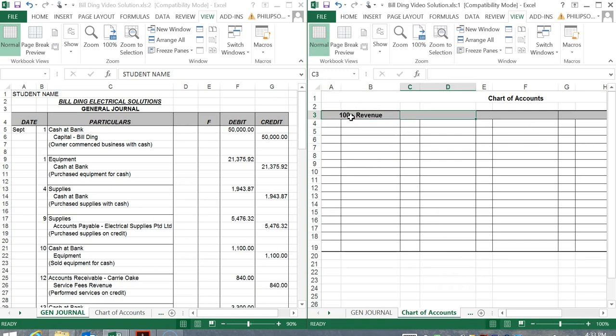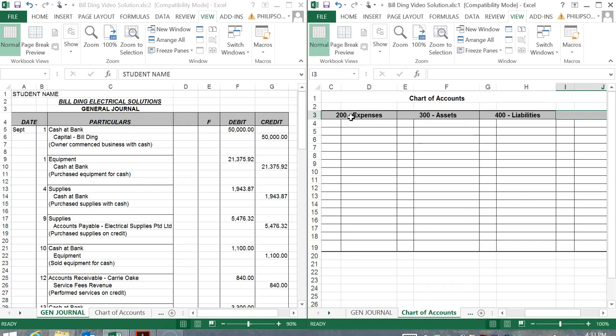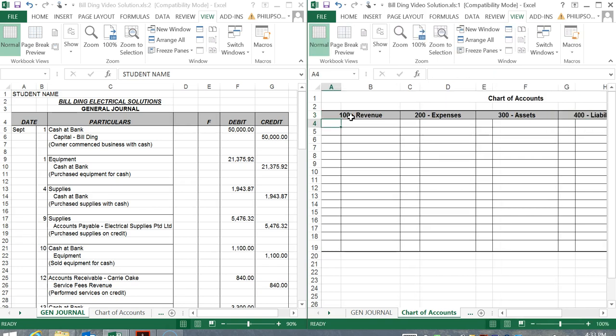Revenue, 200, expenses, 300, assets, 400, liabilities, 500, owner's equity. Okay, and let's work down our journal here to add and populate our chart of accounts with all of the accounts that we've used in here.